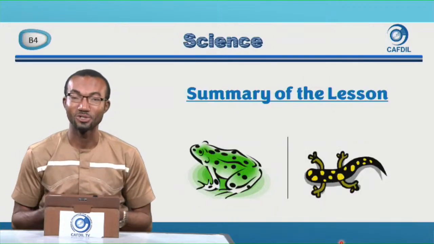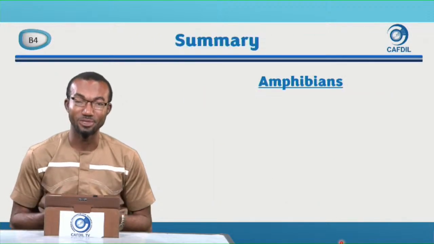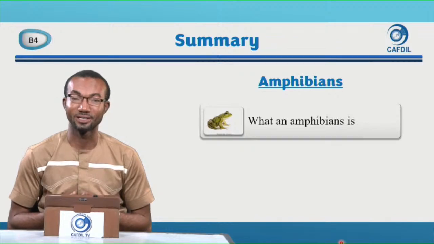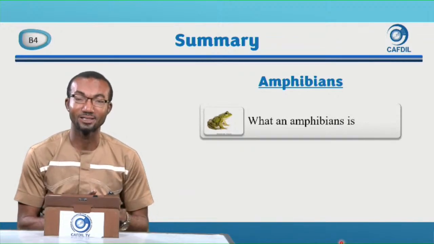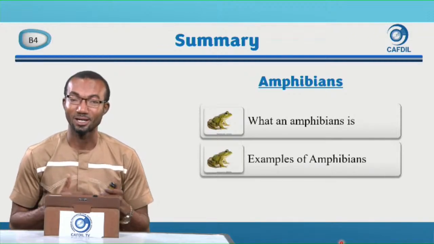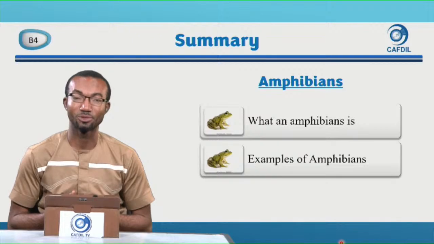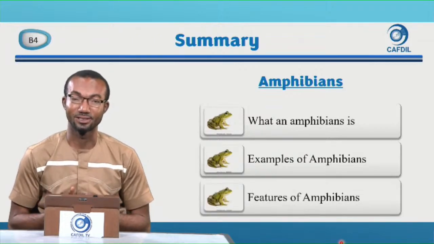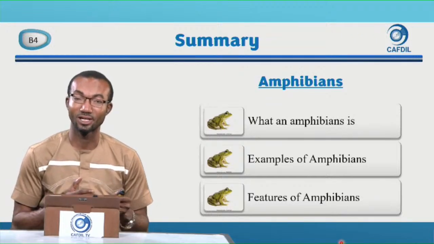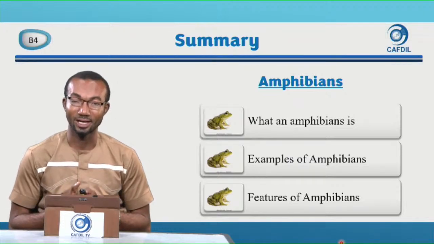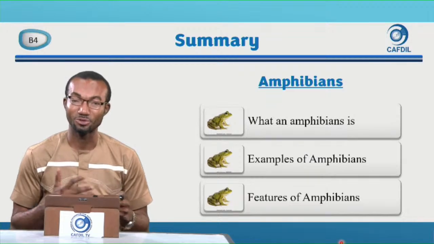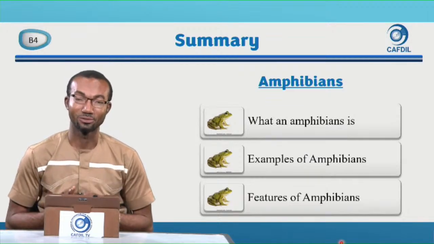Good. We are almost at the end of the lesson. Today we looked at amphibians. We looked at what an amphibian is. They are a group of animals that can live both on land and in water. We looked at some examples of amphibians: frog, toad, salamander, and newt. And then we looked at some features of amphibians. They have a backbone. They lay eggs in water because their eggs do not have shells, so if they lay them on land, they will dry out. When they are born, they are in water, and when they grow up, they come on land. So these are some of the features, and we also looked at some facts about amphibians.